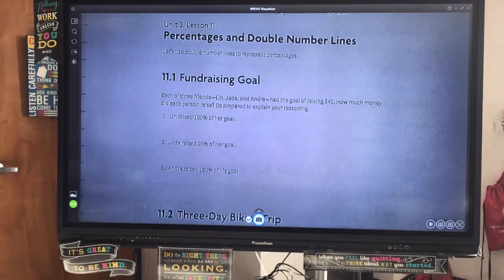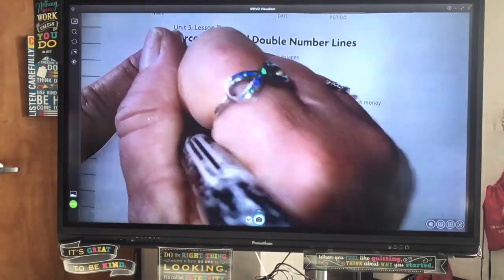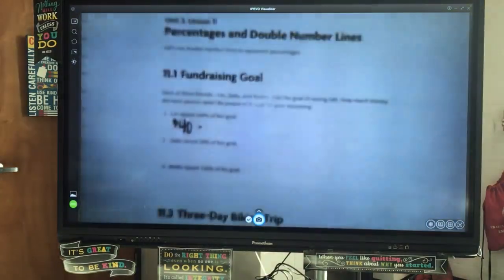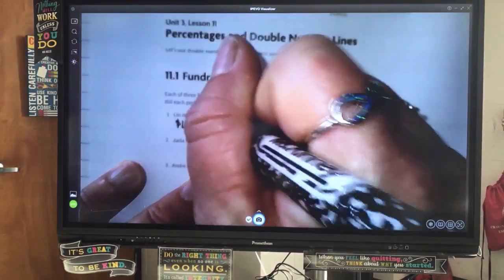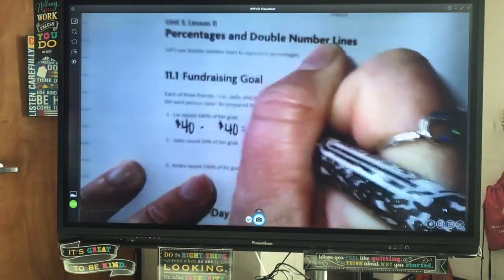All right, let's go ahead and talk about our answers for each one of these. What did you get for number one? Lynn raised 100% of her goal. Why did you come up with $40? Because 100% of the goal would be to raise $40, and she raised 100%. So essentially $40 equals 100%.